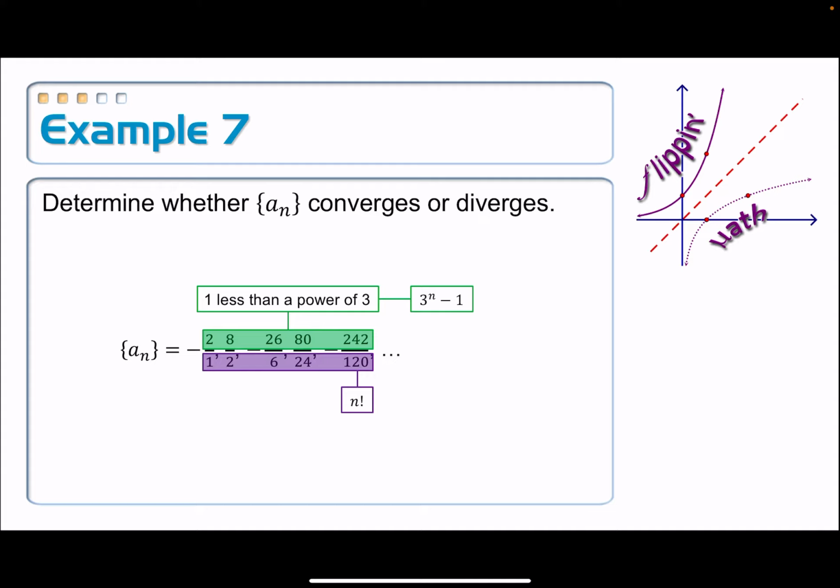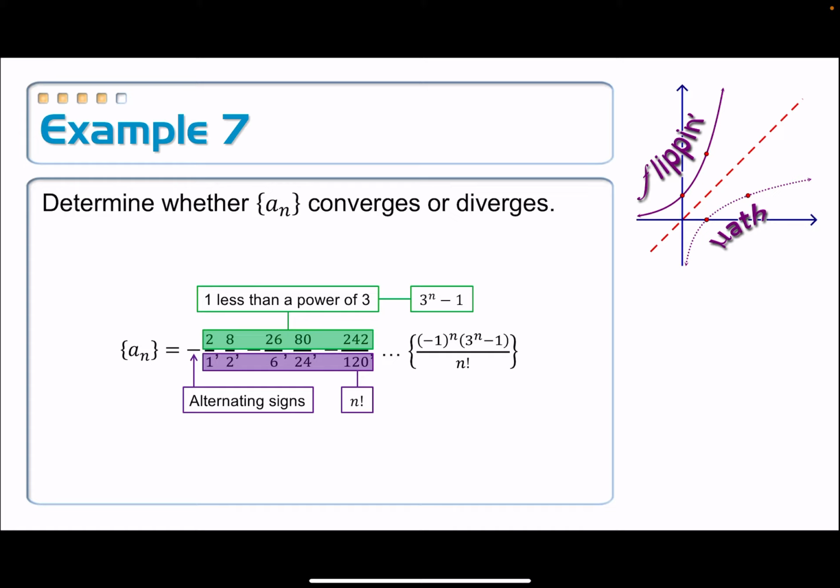So we want to put our alternator in there, and we've got a couple of options. Is it -1 to the nth, or is it -1 to the n plus 1th power? Well, our very first one, if I stick in the number 1 here, 3 to the first power is 3, minus 1 gives us 2, so we must be starting at 1. If I stick in 1, I need it to be a negative number, so that's going to be -1 raised to just the nth power, and so here is what that final function was going to look like.